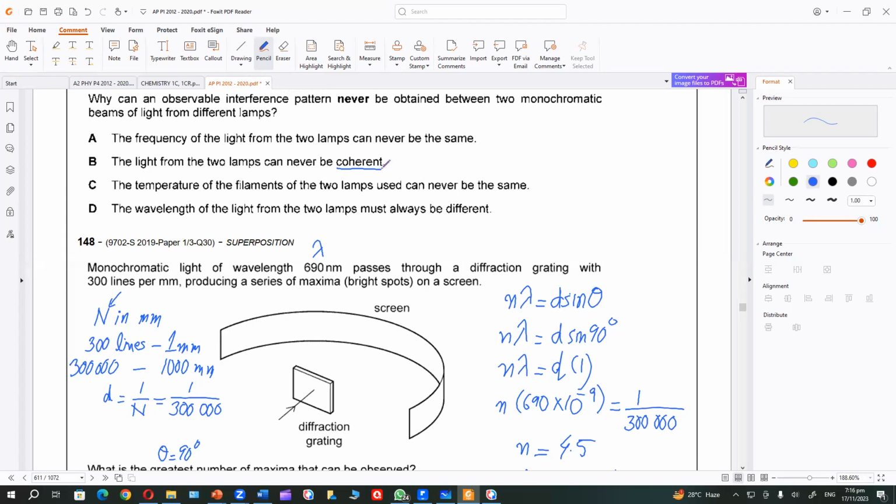So now the first part, the temperature of the filament can never be the same. Temperature has no link here. Wavelength of the light from the two lamps must always be different. It should be the same. So now we have a tie between A and B.